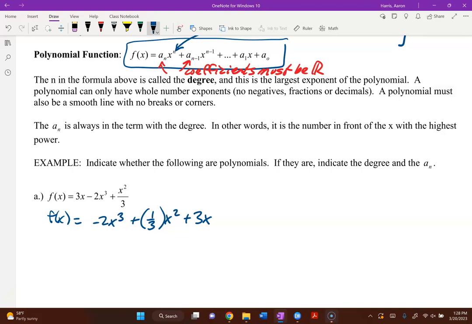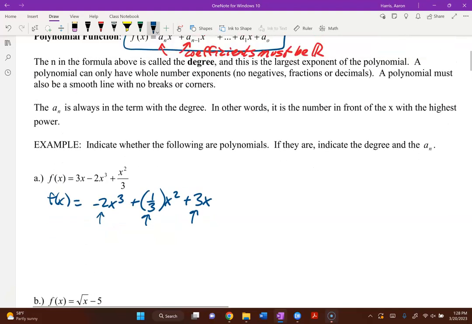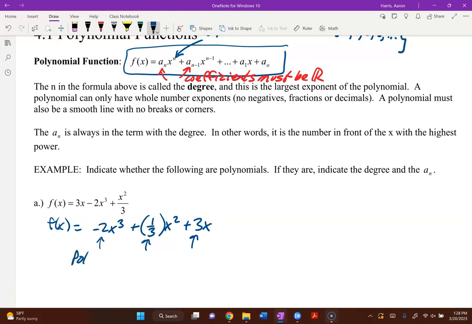Well, first exponent's x to the third, right? 3. The next exponent's x squared, 2. The next exponent's x to the 1. It doesn't show the 1, but it's x to the 1, right? Are those all whole numbers? Okay. Are all these coefficients real numbers? Yeah, so yes, this is a polynomial. So it's a polynomial of degree 3.